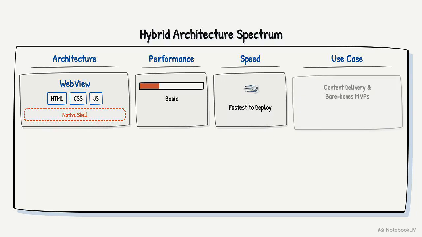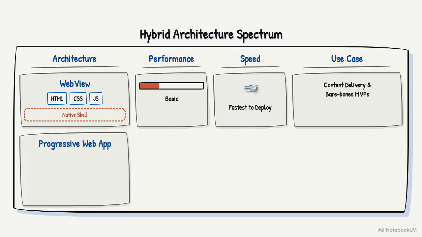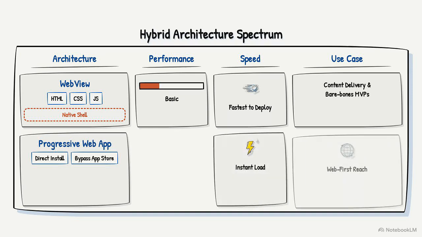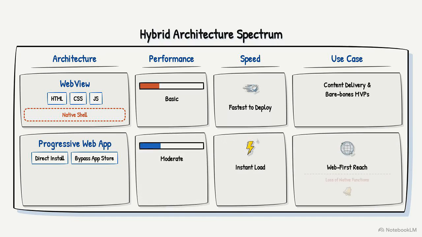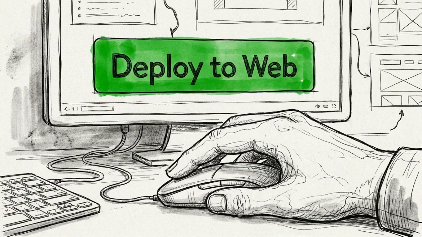You will feel like you are navigating a website on your phone, making WebViews strictly viable for simple content delivery or bare-bones MVPs. Next is the Progressive Web App, or PWA. This bypasses the app stores entirely, allowing users to install directly from a mobile browser. PWAs give instant load times and offline capabilities, but you lose access to vital native functions, like reliable push notifications. Both WebViews and PWAs completely trade deep hardware integration for the cheapest, most frictionless deployment path possible.